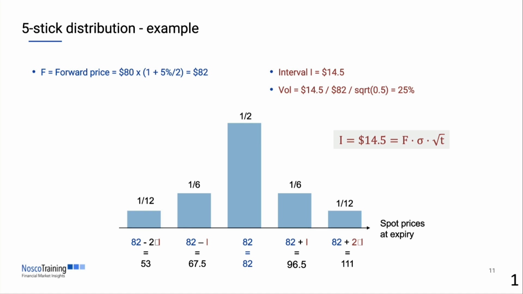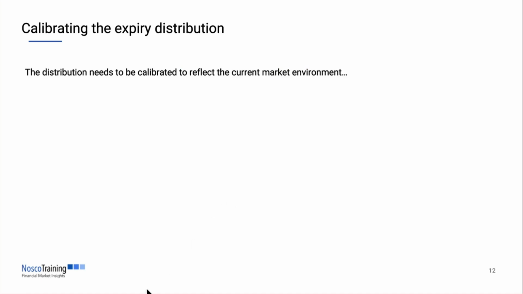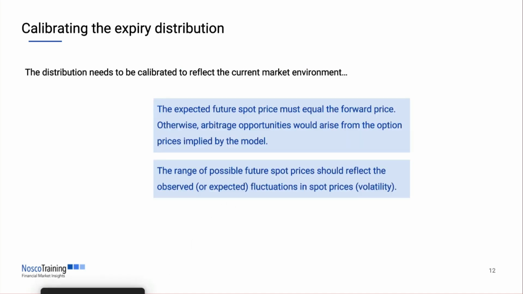Yes, implied. Exactly. So very good. This volatility is called the implied volatility. So this option has an implied volatility of 25%. Fantastic. Cool. So there we have it.